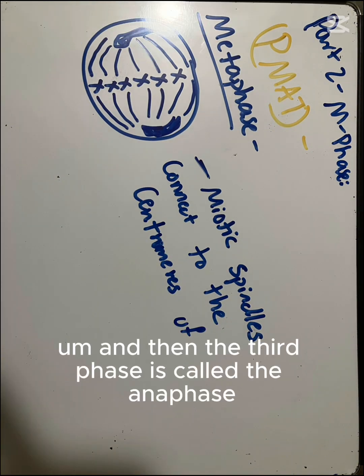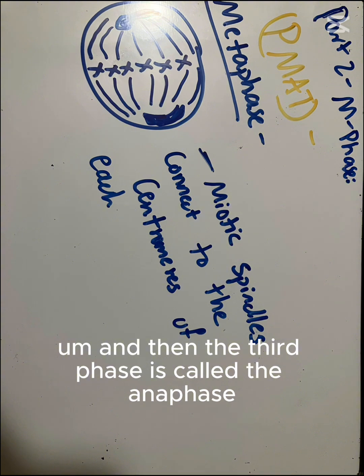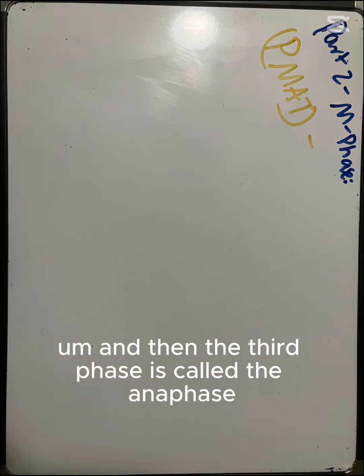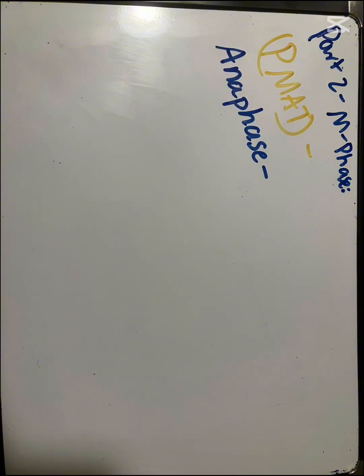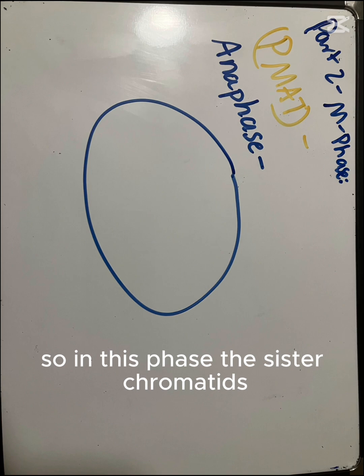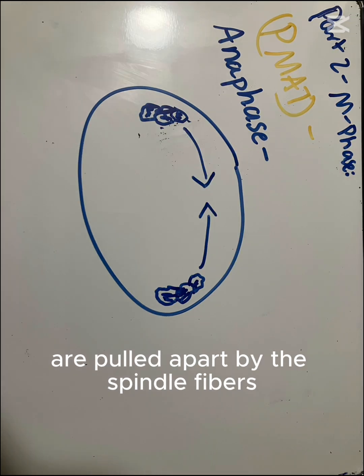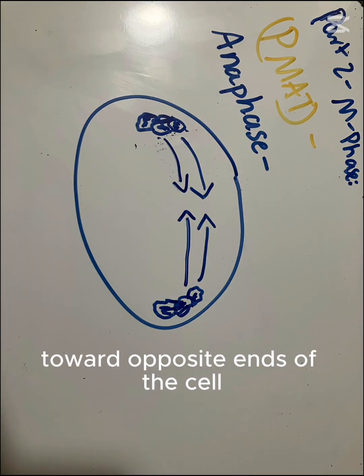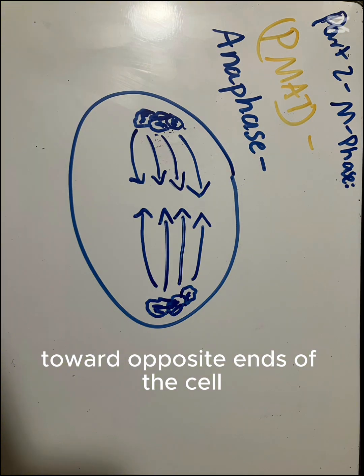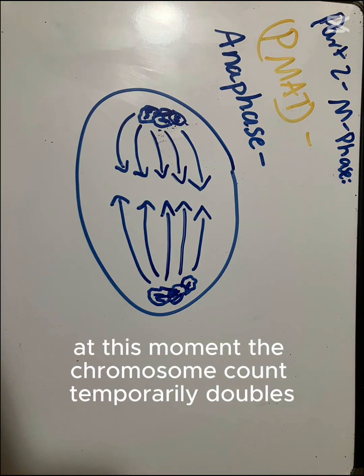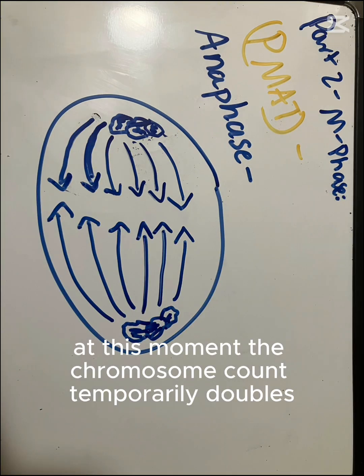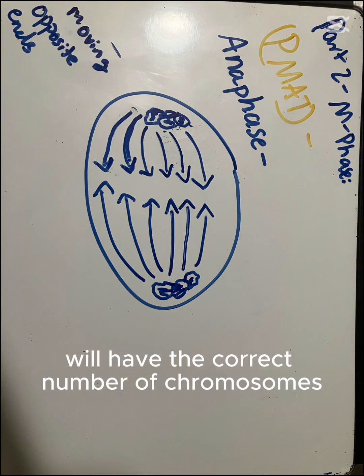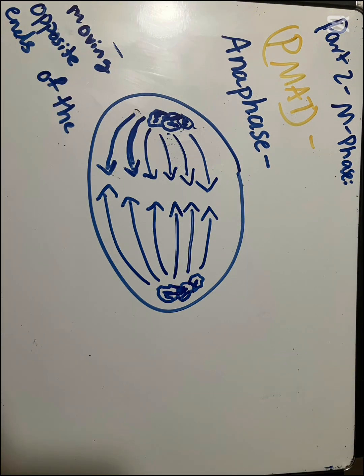And then the third phase is called the anaphase. In this phase, the sister chromatids are pulled apart by the spindle fibers and moved toward opposite ends of the cell. At this moment, the chromosome count temporarily doubles, ensuring that each new cell will have the correct number of chromosomes.